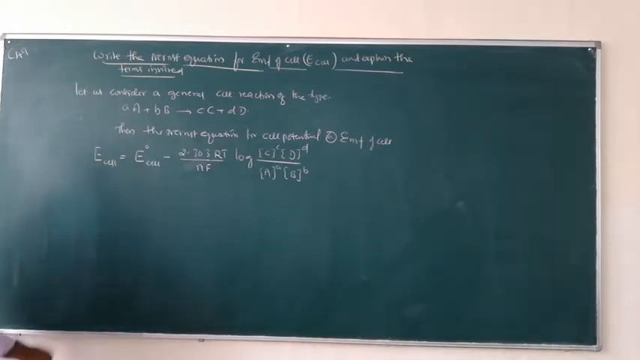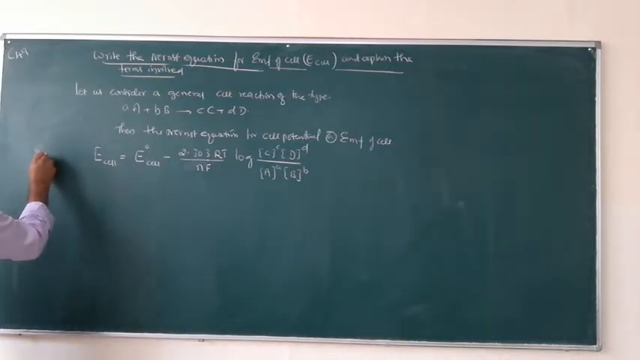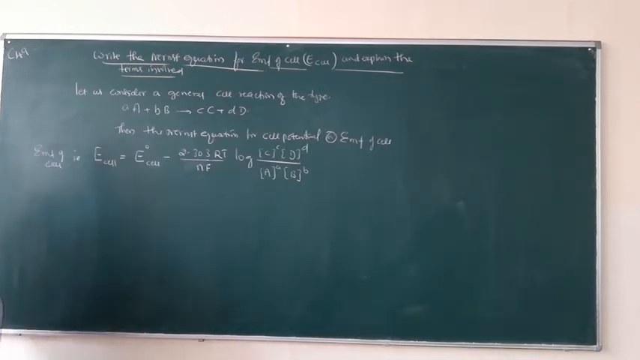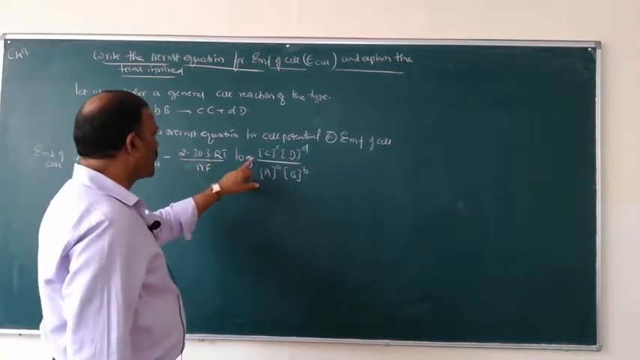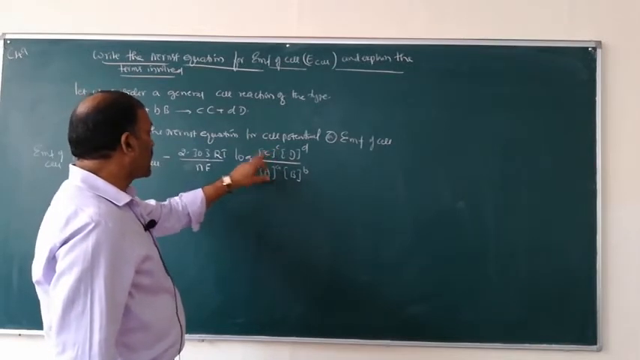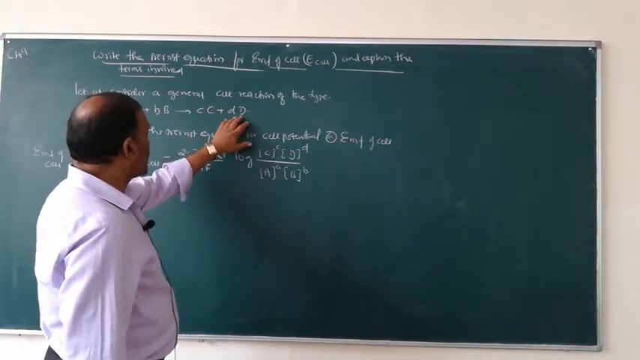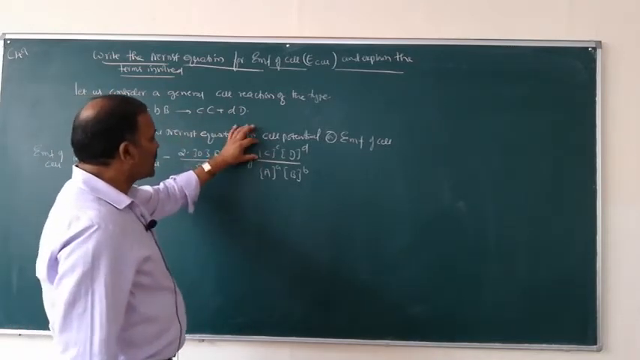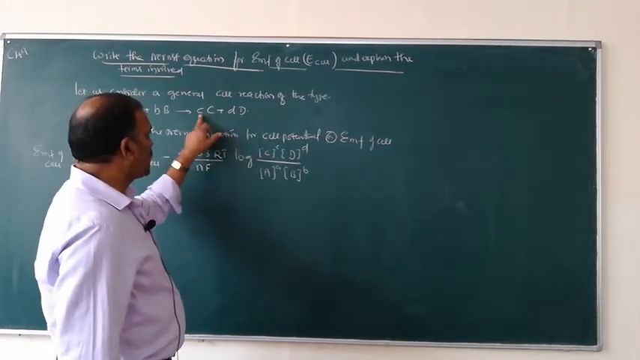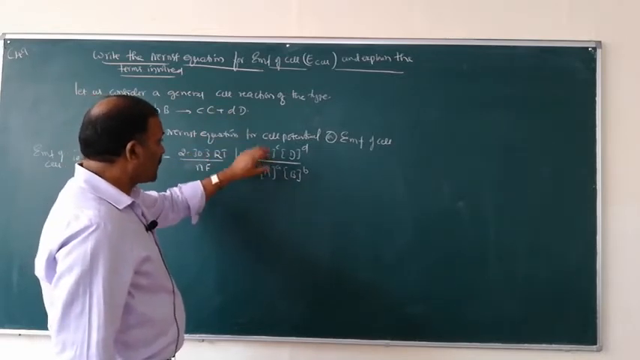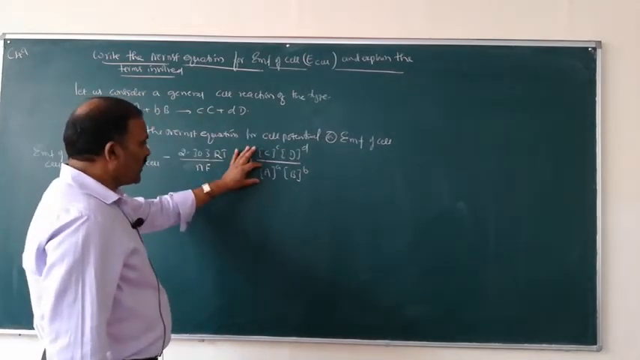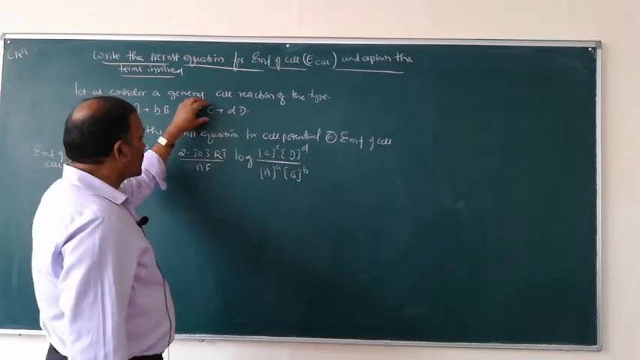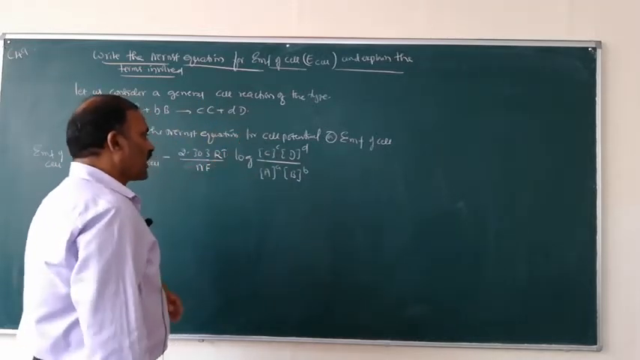So this is EMF of cell. That is E cell equals E naught cell minus 2.303 RT over nF log of concentration of C. So these are products and these are reactants. Concentration of products raised to the power equal to their coefficients should be written to the top, and the concentration of reactants should be written to the bottom. Concentration of products written in the numerator.